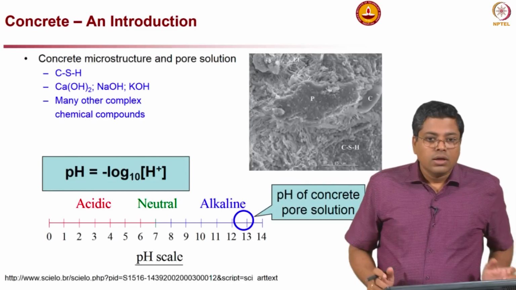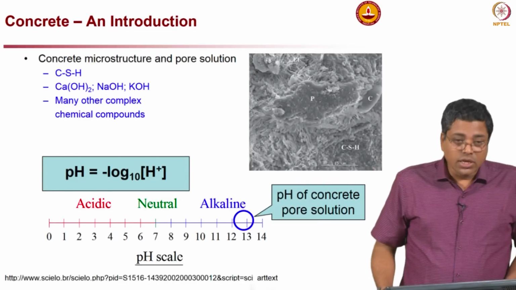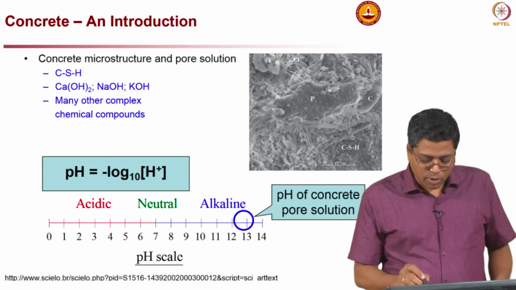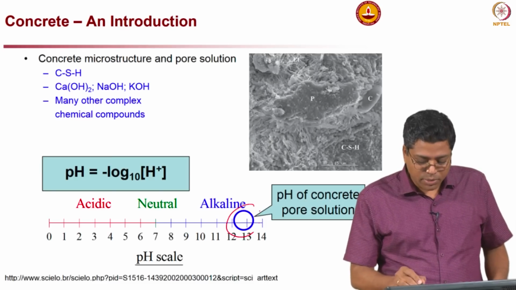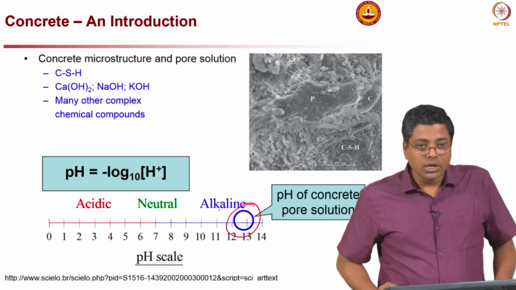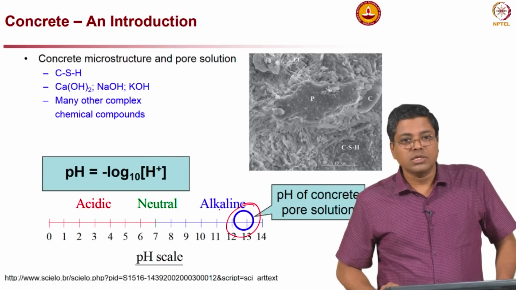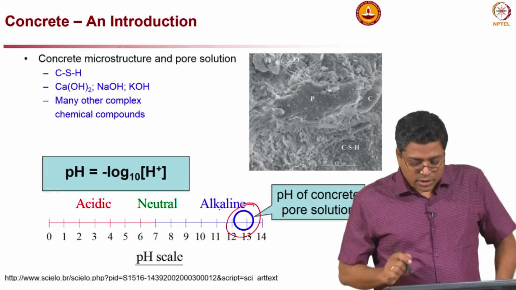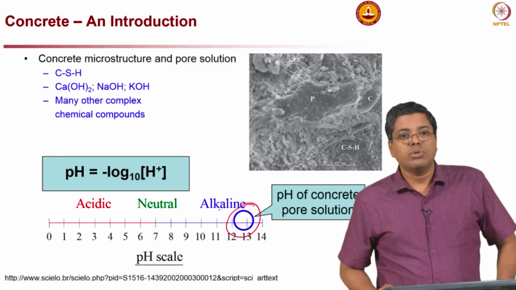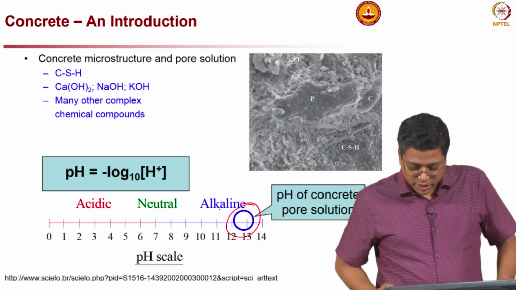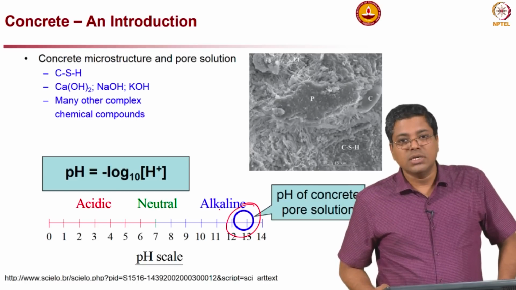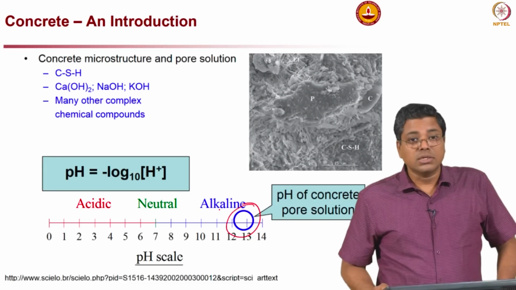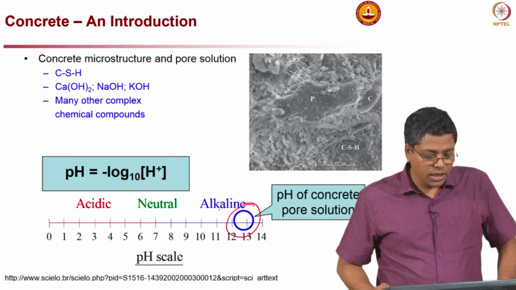Now, why are we able to use steel in concrete? Because concrete has a peculiar property: it has a very high pH. An uncontaminated concrete will have a very high pH, about 12, more than 12, and that is the reason why we are able to use steel in concrete, because at this high pH steel does not corrode, or it is very protective when the pH is very high like this.